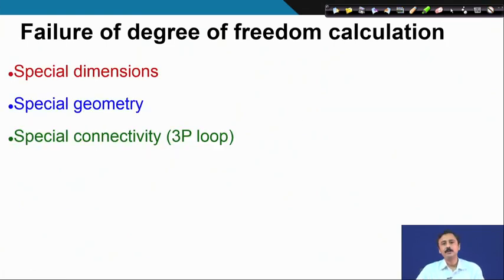Therefore, our failure of the degree of freedom calculation, I have once again written them down: because of special dimensions, because of special geometry, and because of special connectivity, and it can also have a combination of two of them or of all of these. Therefore, under very special conditions, the degree of freedom calculation can fail, and you have to take care of such pathological cases separately.